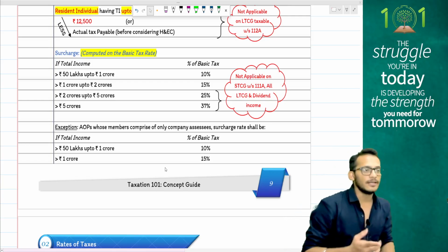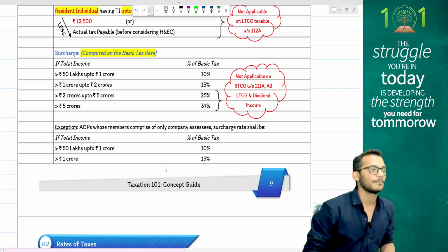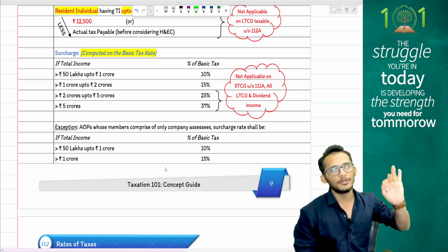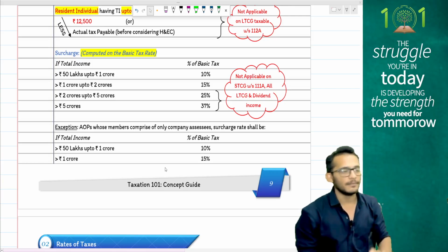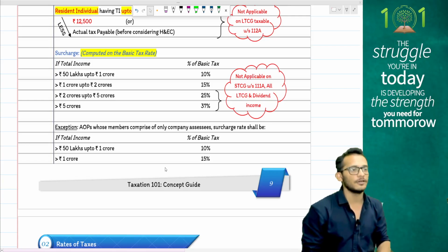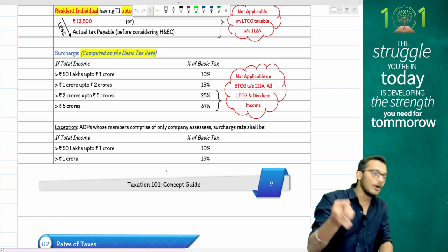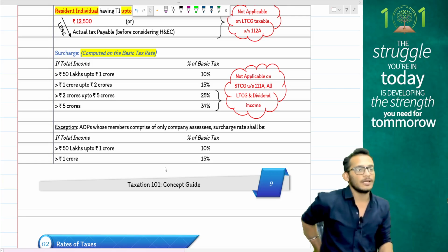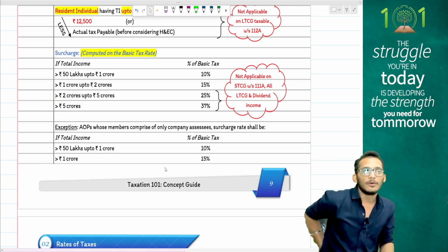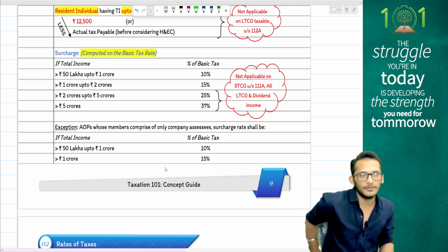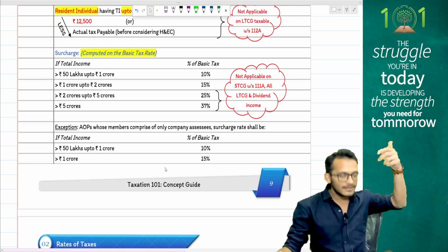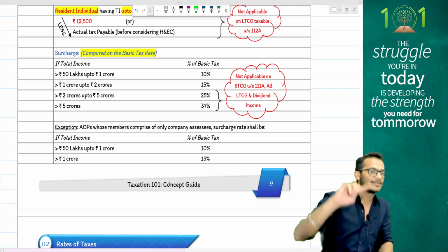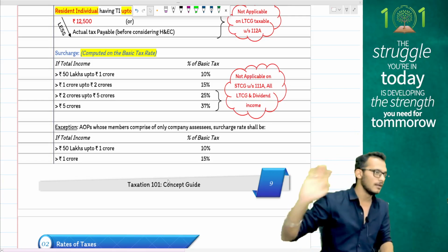These 25 and 37 surcharges will not apply in case you are having incomes from capital gains 112, 112A, 111A, and dividend income. These 4 incomes will only be liable for a surcharge of 15%. Because of these incomes, other incomes cannot be charged 25 and 37. If your total income is more than 2 crores, you have to minimum charge 15%. If your total income excluding these incomes is more than 2 crores, then it is 25. If your total income excluding these incomes is more than 5 crores, then it is 37%.